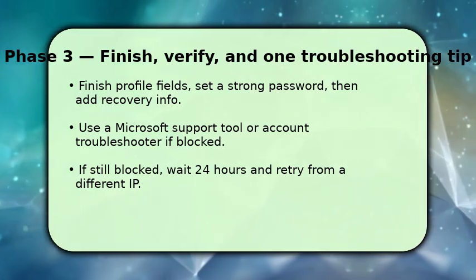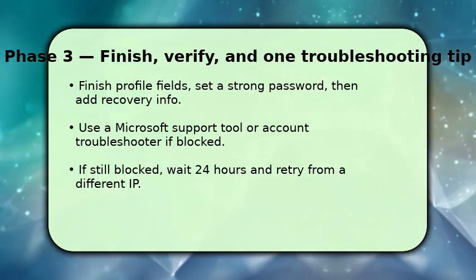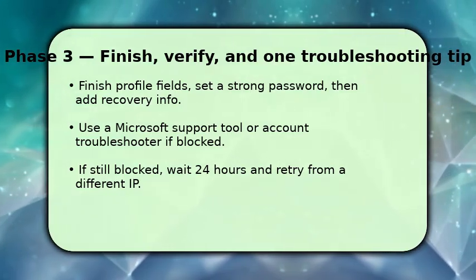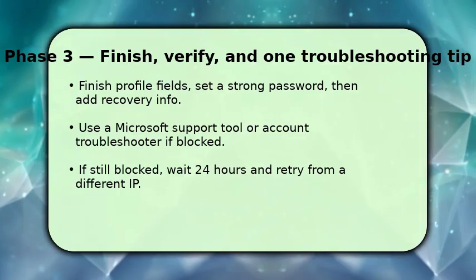If that fails, wait 24 hours and retry from a different IP or device. Transient reputation flags often clear with time. One tip: document error codes to share with support.